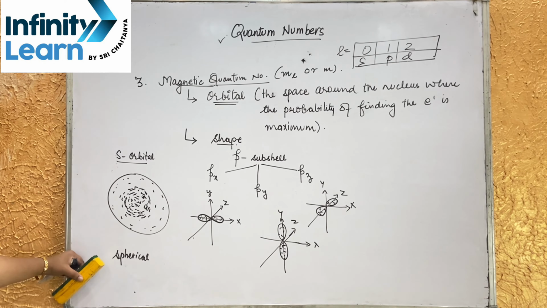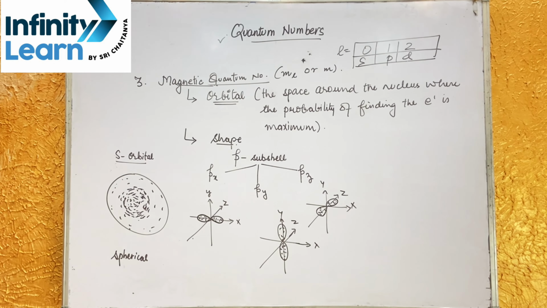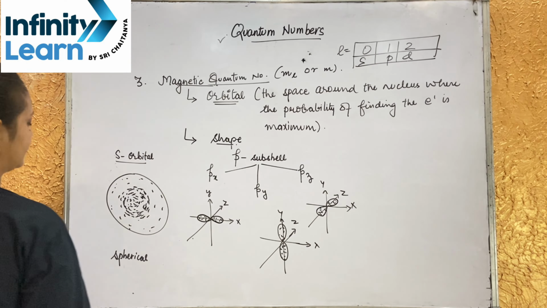So, at first, you all should note down the shapes for s and p orbitals, and then we shall move on to our d orbitals. I hope you are done with the noting. Yes, moving ahead.